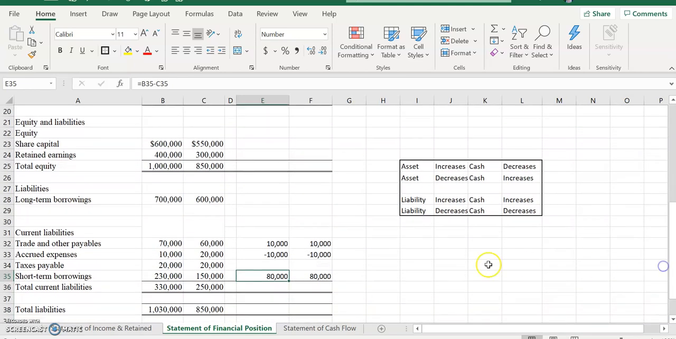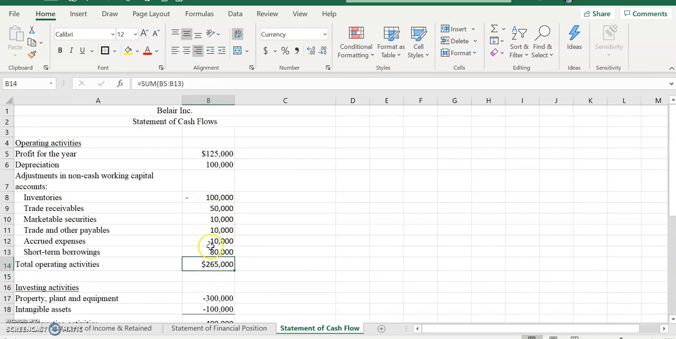And if we look at our payables, our payable went up. So looking at our liabilities, if liability increases, cash increases. So our trade payables went up. So therefore our cash went up. Our accrued expenses went down. So cash went down. Our short-term borrowings went up. So we borrowed more money. Well, what did they give us? Was more money. So therefore we have more money. So our short-term borrowings went up by 80, so our cash went up by 80. Okay, so that's what we've got included here.